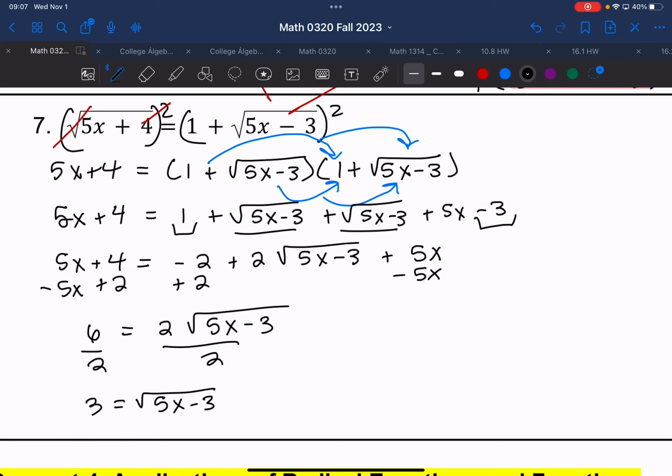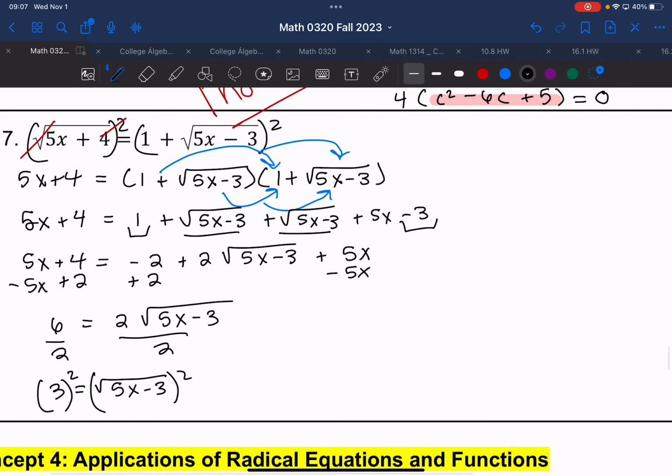Notice because that x went away, that 5x, we're not going to have to do any factoring here. This is just going to be a linear equation. So in order to get rid of that radical, what am I going to do to both sides? Square it, because I want it to cancel. So I have 3 squared, which is 9, is equal to 5x minus 3, because the radical and the exponent cancel.